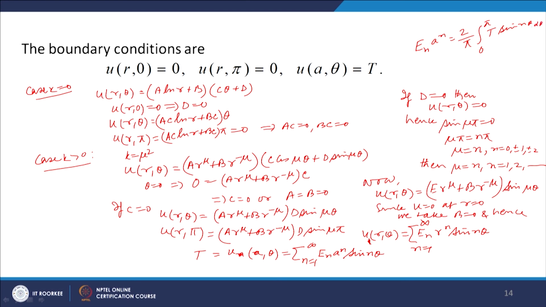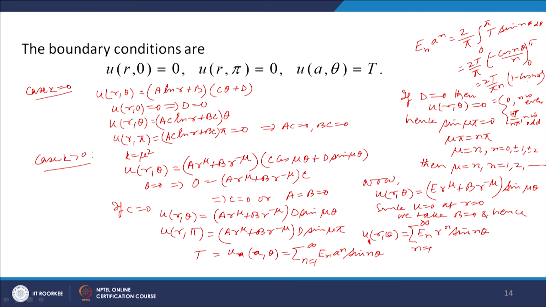dθ. Okay. So, this is 2 over pi, times t, t is constant, times minus cos nθ divided by n, from 0 to pi, and we get 2t over n pi, (1 minus cos n pi), and cos n pi is equal to 1 when n is even. So, this will be equal to 0 when n is even, and this will be 4t over n pi if n is odd, because 1 minus cos n pi will become double.